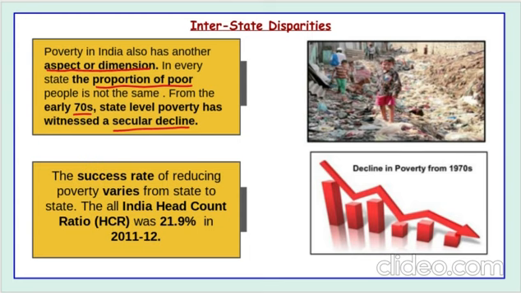The success rate of reducing poverty varies from state to state. The All India Head Count Ratio, HCR, was 21.9% in 2011-12. Now, how much the poverty is reduced, the rate of that, varies from state to state. The All India Head Count Ratio was approximately 22%, and specifically it was 21.9% in 2011-12.